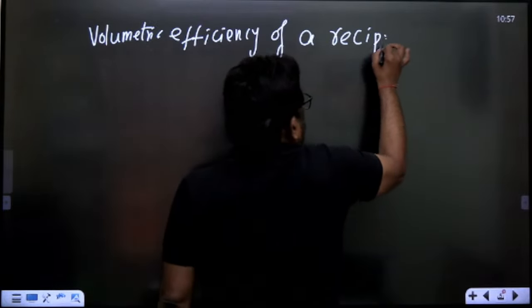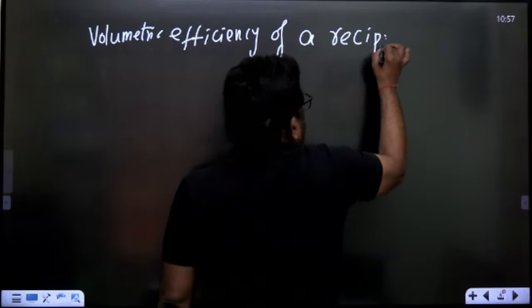ठीक है, what does it mean, sir? मेरे पास एक reciprocating compressor है सर. This is the outer dead center and this is the inner dead center. This is IDC and it is ODC. Very good. मतलब इसको बोलते हैं stroke length. This we call it as stroke length.